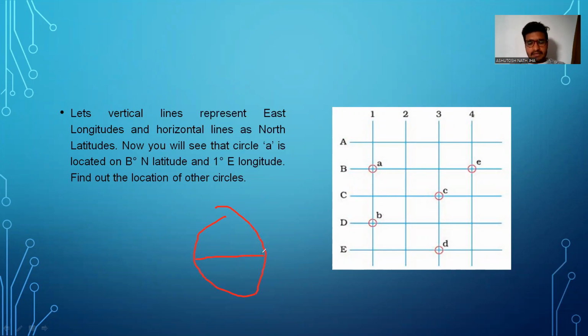And then color and label the eastern hemisphere separately, and the western hemisphere also separately, and similarly draw another circle. Let the equator divide it into two equal halves. Now color the northern hemisphere and southern hemisphere. So let's do it and then find the answer. Okay students.